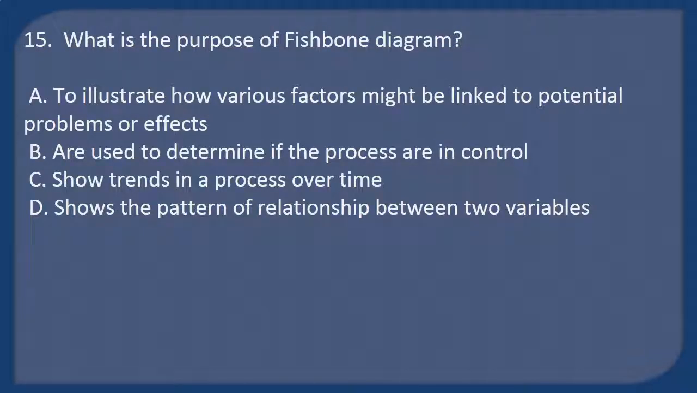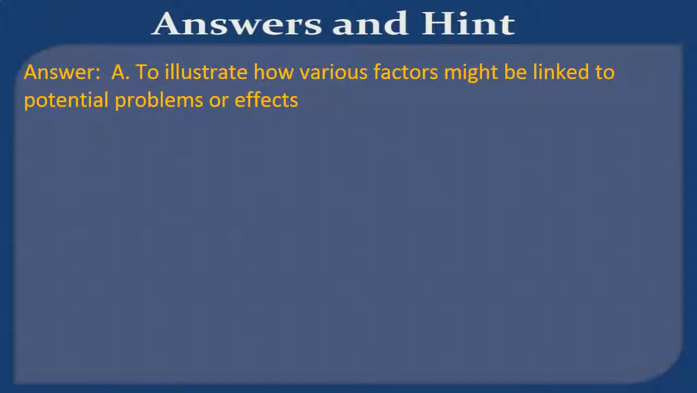Question 15. What is the purpose of fishbone diagram? A. To illustrate how various factors might be linked to potential problems or effects. B. Are used to determine if the process are in control. C. Show trends in a process over time. D. Shows the pattern of relationship between two variables. Answer: A. To illustrate how various factors might be linked to potential problems or effects.